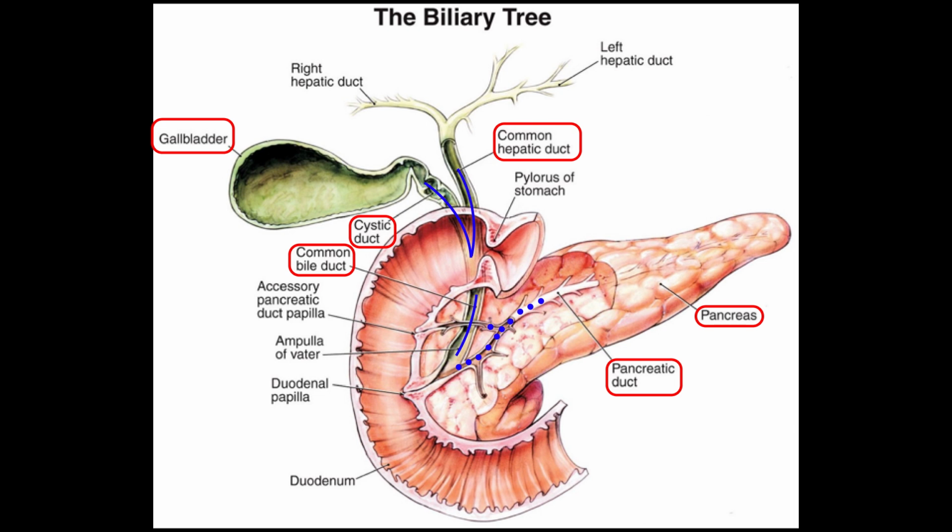So this is a nice diagram if you are confused about the anatomy. You can refer to this diagram or any similar diagram of the gallbladder, pancreas and the small intestine, because this is, of course, the duodenum. Well, that was a short presentation about chronic pancreatitis.